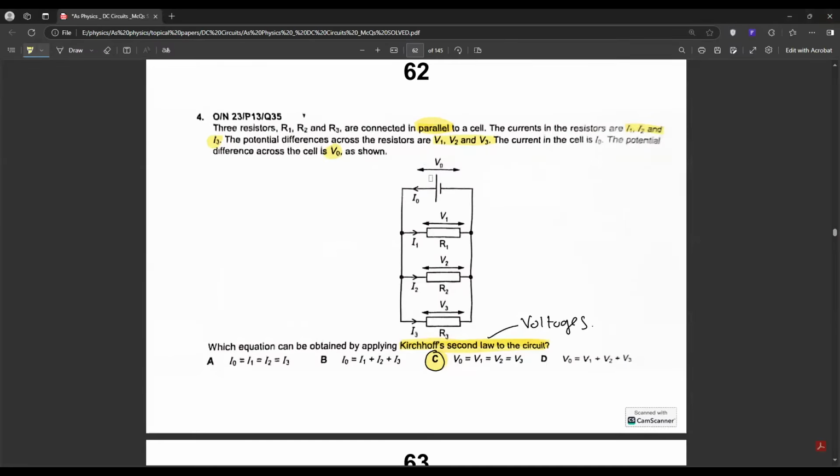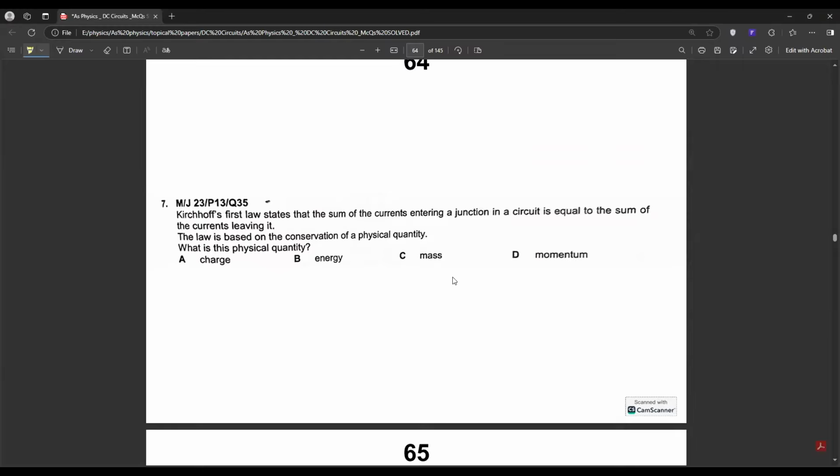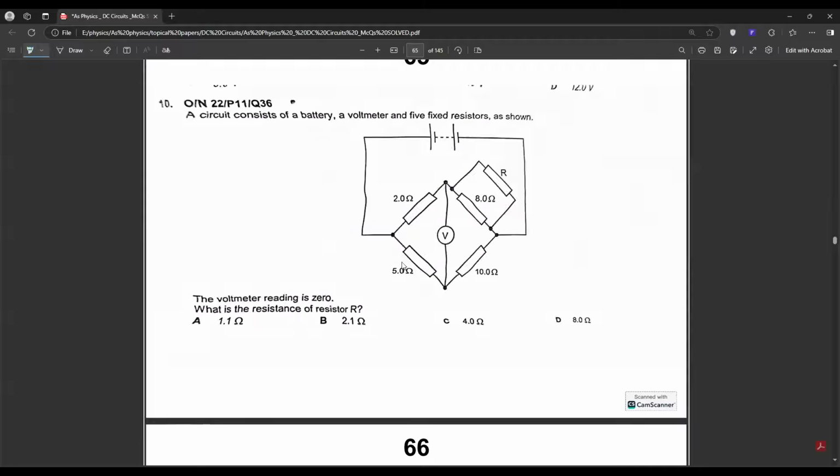Let's further move ahead. Kirchhoff's first law states that the sum of current entering a junction in a circuit is equal to the current leaving it. The law is based on the conservation of a physical quantity. Which quantity is that? Charge. 64's answer should be A, and A it is. Let's further move ahead.